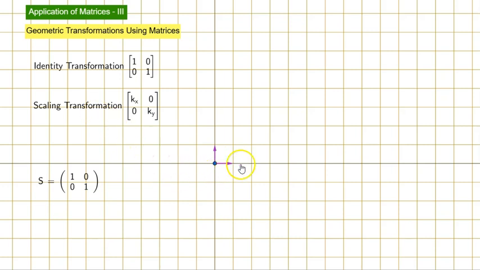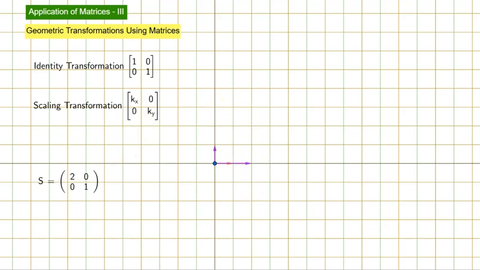Scaling transformation basically scales the vectors. So k sub x, if we change it, it will scale the vectors along the x-axis. Similarly, along the y-axis. So you notice the original basis vector is this, and the transformed basis vector is now this purple one. And the grid also has changed. You see, green and orange.